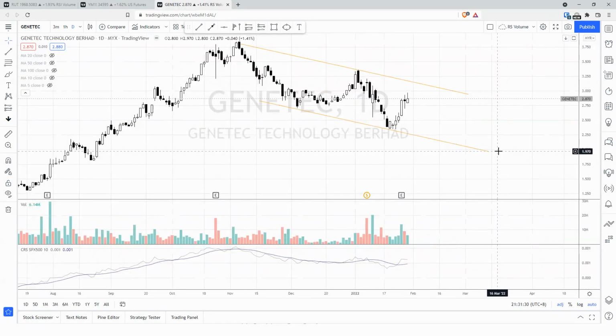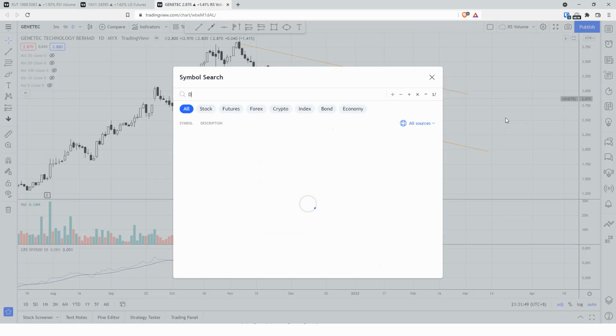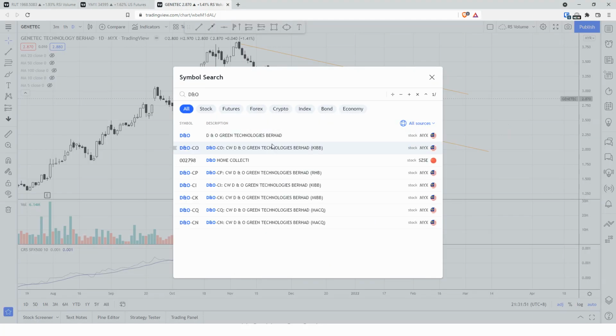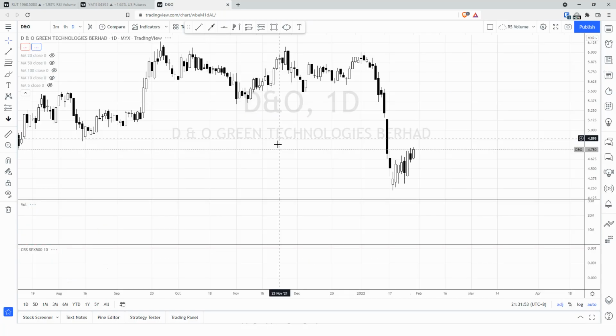GREATEC is still within a down channel. I don't really see trading opportunities. Generally, it's still a downtrend, so not much to comment. DNO is probably similar to GREATEC.